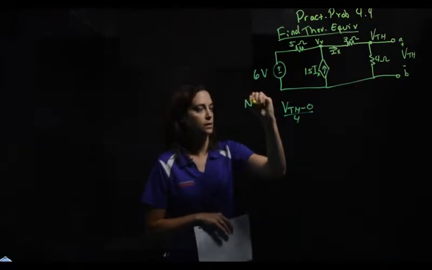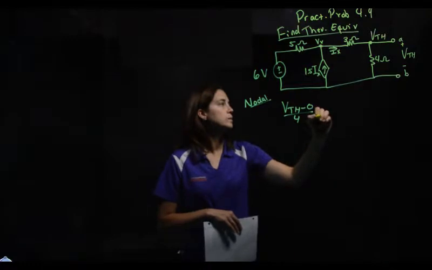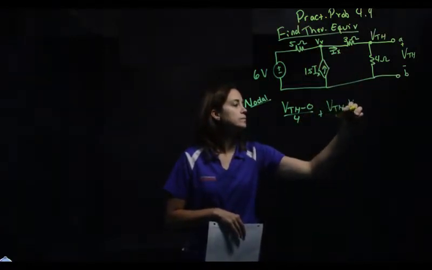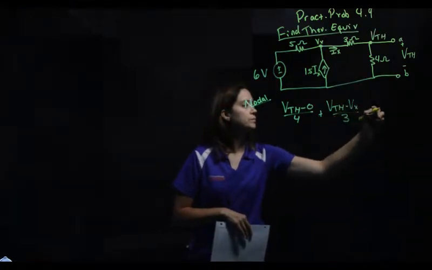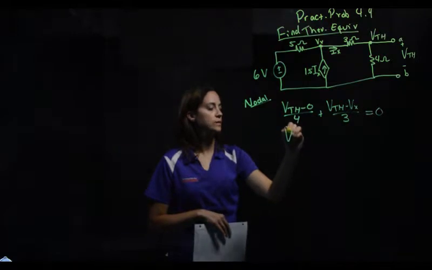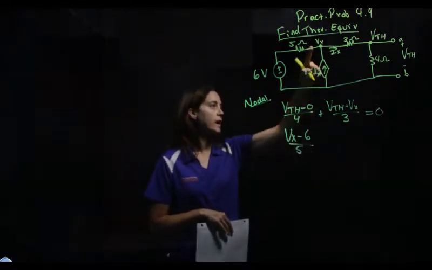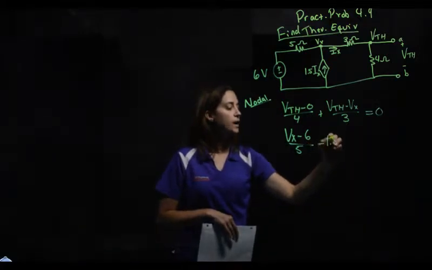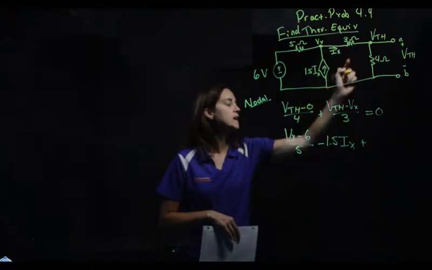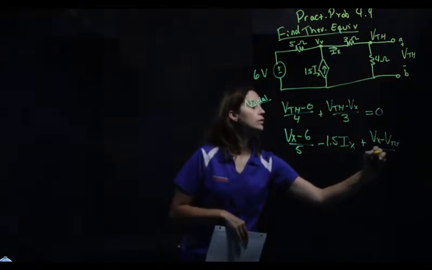Again, I'll write down we're using nodal. Plus V Thevenin minus Vx over 3 equals 0. I have Vx minus 6 over 5. Hopefully you're getting pretty good at that now. I have 1.5 Ix entering. And I have Vx minus V Thevenin over 3.